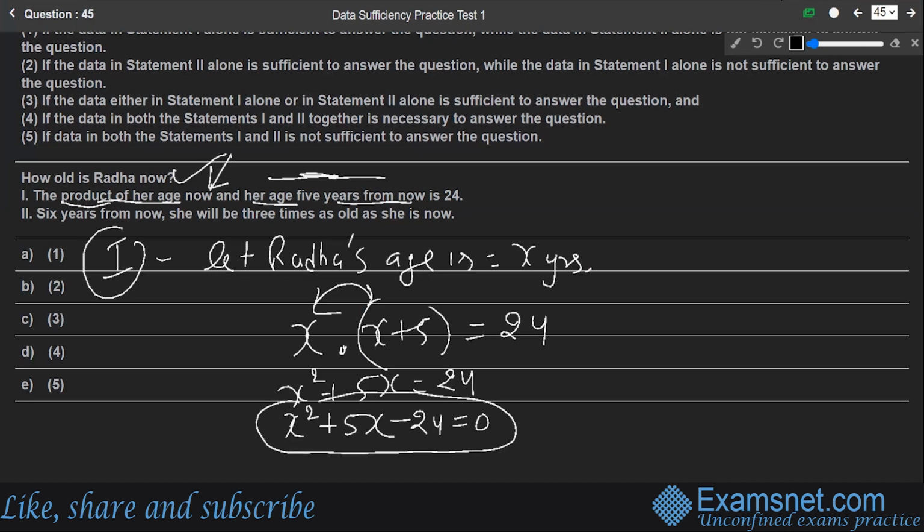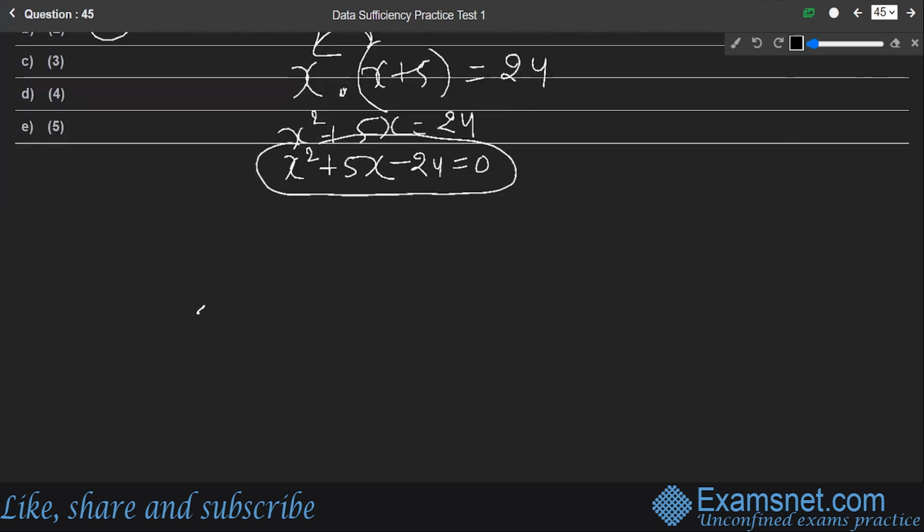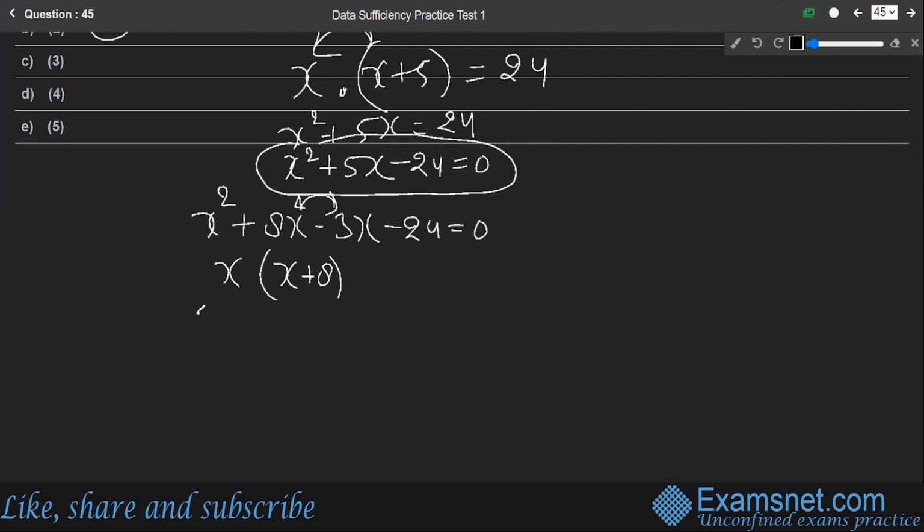Let us try to solve this. We can solve this by any method. It can be Sridharacharya also, or a direct breaking into factors. So if we break x square plus 5x minus 24 into direct factors, it is x square plus 8x minus 3x minus 24 is equal to 0, because 8 threes are 24. If we take x common, we get x into x plus 8. If we take minus 3 as common, it again becomes x plus 8. So we get x minus 3 and x plus 8 is equal to 0.